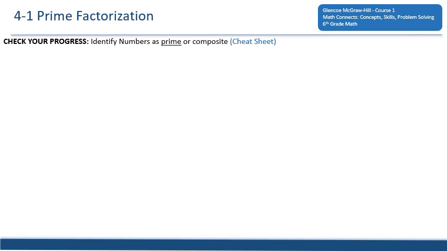Check your progress. Identify numbers as prime or composite. 11, 1 and 11, so it's prime. B, 15. Hopefully you recognize right off the bat that 5 will go into it, and 5 is not 1 or itself, so we know that it's going to have multiple factors. So it's composite. And 24 is even. An even number that isn't 2, we know is composite.